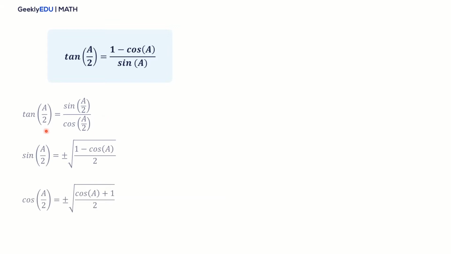So for this first one here, that states that the tangent of a over 2 equals 1 minus cosine of a over sine of a, we can start by remembering that the tangent is the sine over the cosine, and also remember the two half-angle identities for sine and cosine that we demonstrated in the last video. So from here we can simply calculate the tangent, which is the square root of 1 minus cosine of a over 2 over the cosine, which is the square root of cosine of a plus 1 over 2.